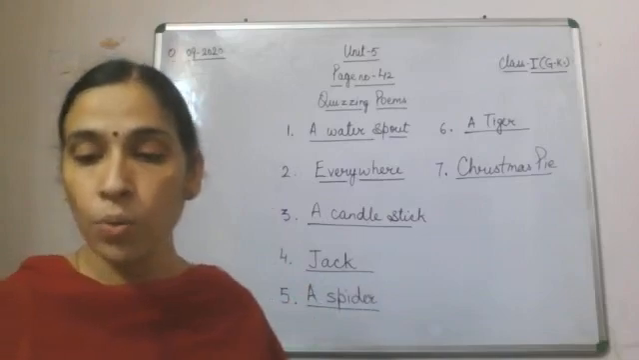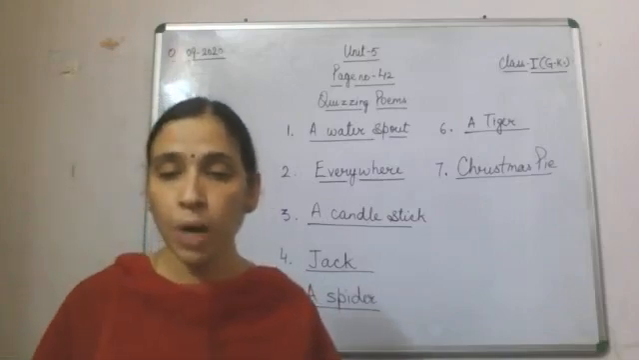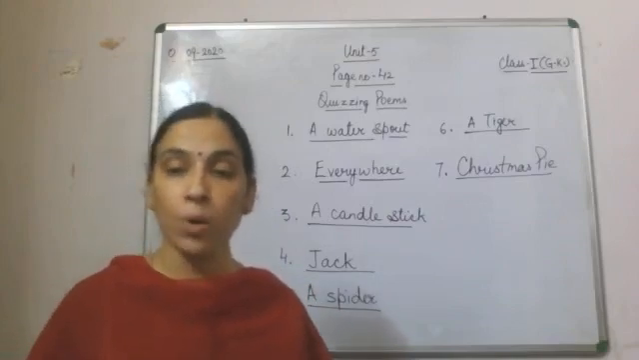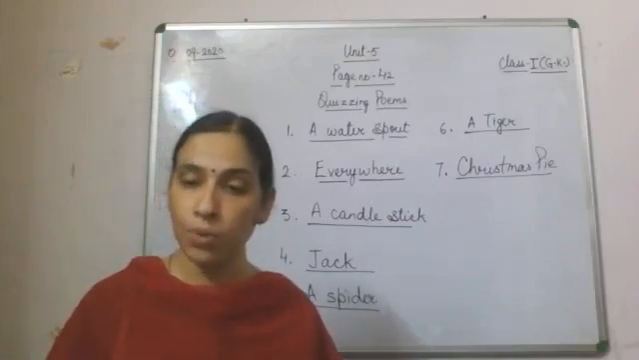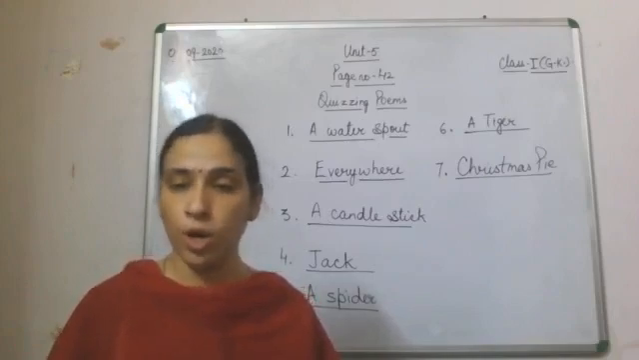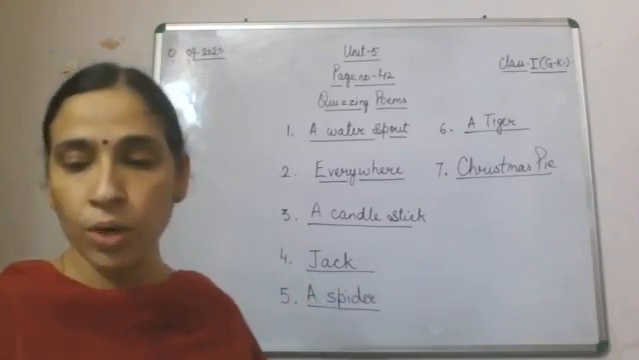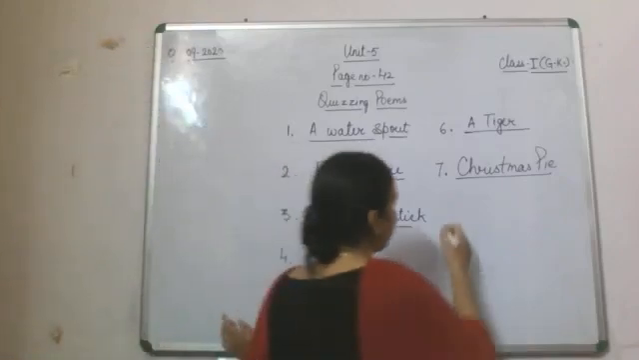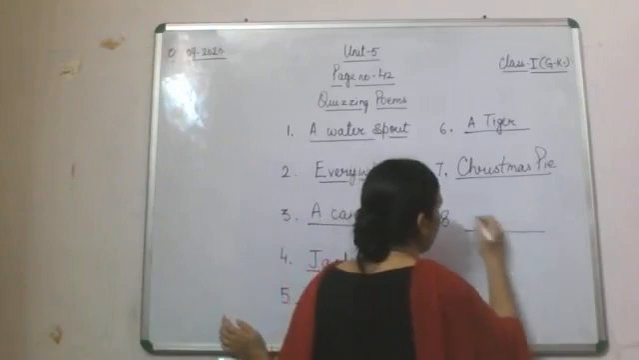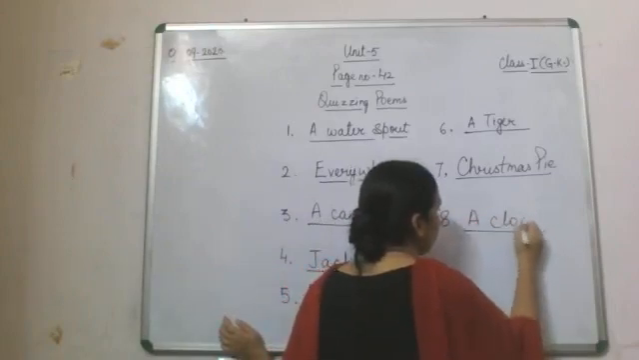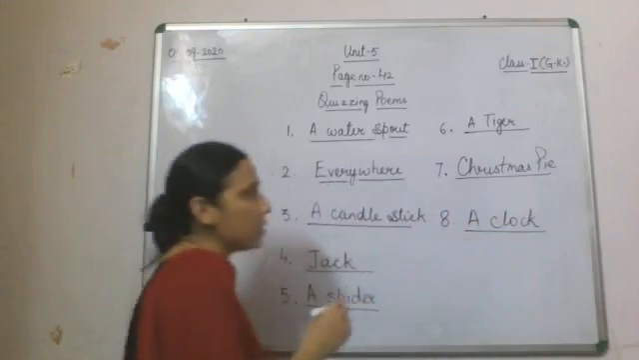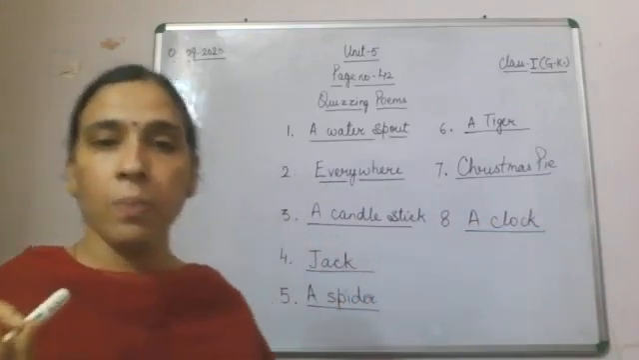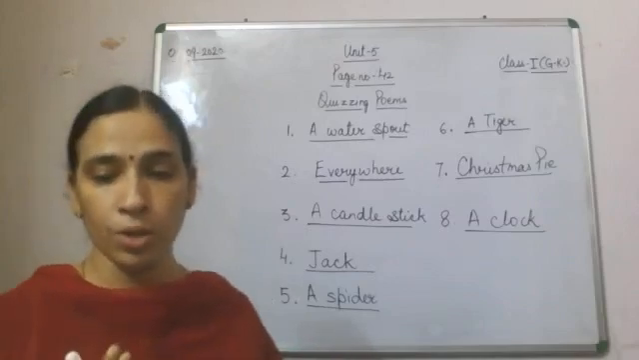Now number 8. On what did the mouse run up and down? A clock. Yes. The mouse ran up and came down on a clock. So on what did the mouse run up and down? That is a clock. Number 8 is a clock. Here the answer is a clock.